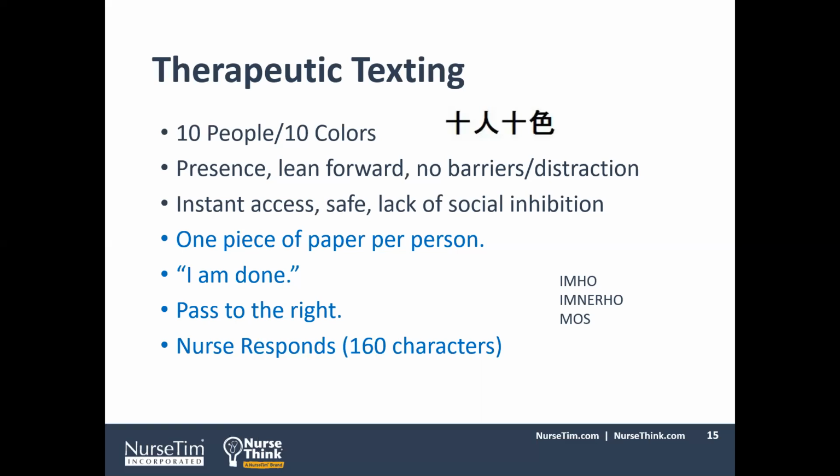And how do we do this electronically? Our students need practice. Have them practice doing some texting. I like this activity. It's kind of a round robin. They get a blank sheet of paper. They write on it, I'm done, and they pass it to the right. And then the nurse responds. Then they pass it to the right. And then the patient responds. They pass it to the right. And they keep going back and forth.